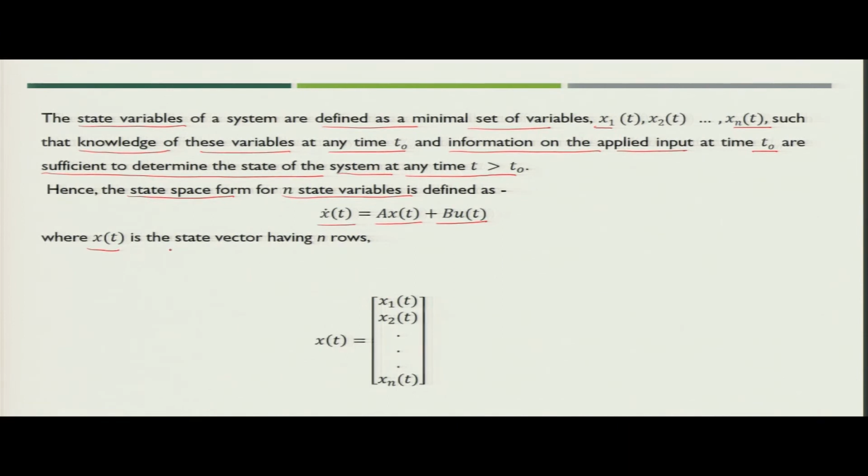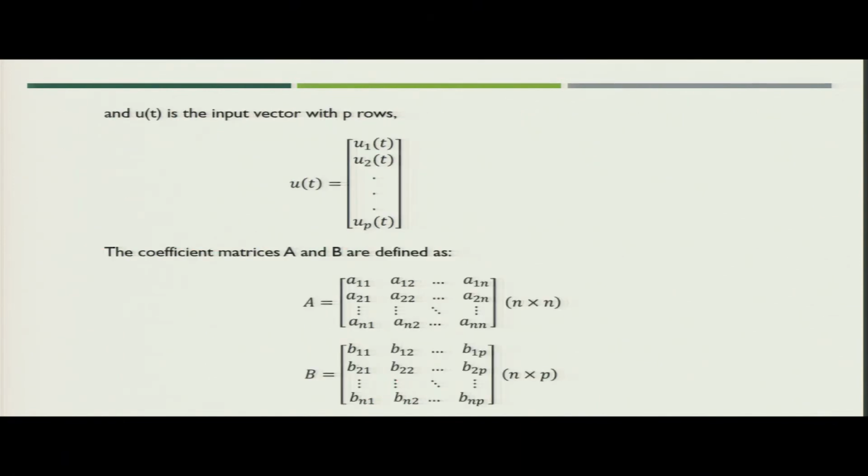where x t is the state vector. So, if there are n state variables, you will have n rows in that state vector, and you will say x t is nothing but x 1 t, x 2 t to x n t. Now, what is u t? U t is the input vector. Say if there are p input variables, then you will have an input vector containing p elements. So, u t you can write as u 1 t, u 2 t up to u p t.